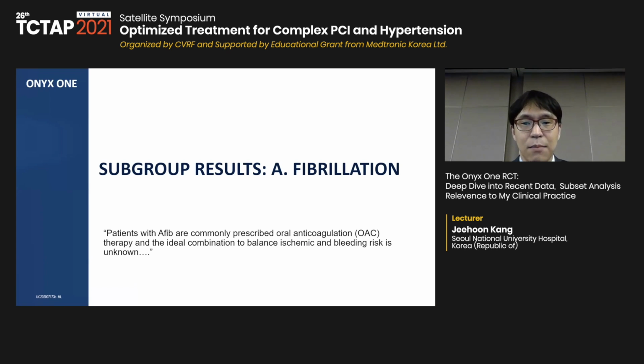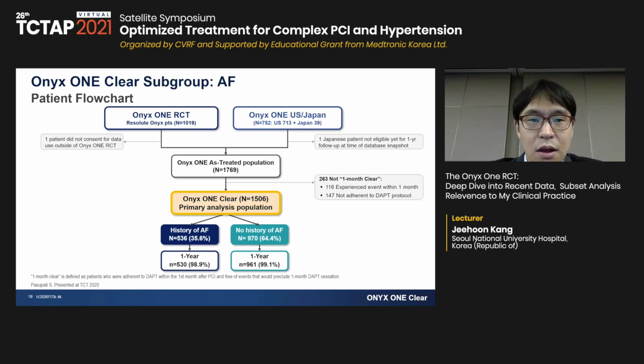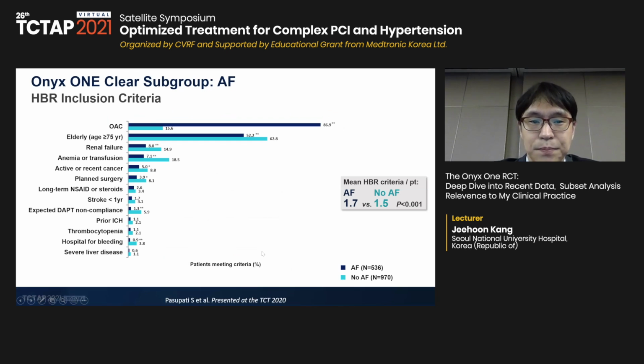So this is the subgroup analysis of the AFib population, which is a very interesting finding. The AFib subgroup analysis was based not only on the Onyx ONE RCT, but also the Onyx Clear study, which was a retrospective cohort that included patients with high bleeding risk who were treated with the Onyx stent. In the final analysis, there were 500 patients with AFib and about 1,000 patients without AFib.